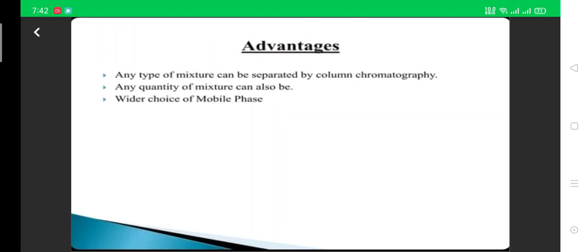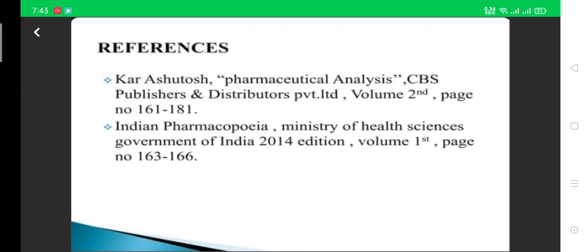Advantages of column chromatography are: any type of mixture can be separated by column chromatography, in any quantity, and there is a wider choice of mobile phase. These are the references.